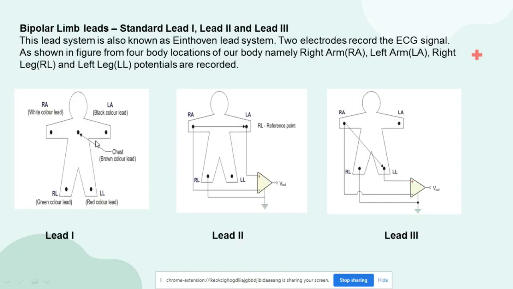For example, I mentioned how lead 1, lead 2 and lead 3 are each connected, and where the electrodes are connected. This bipolar limb lead system has lead 1, lead 2 and lead 3. This is also known as the Einthoven lead system or Einthoven triangle. Using this triangle, we connect two leads to the amplifier, positive and negative, and one lead to the ground, right? Similarly, for lead 1, the diagram is missing here, but I will explain. Left arm is connected to the positive, right arm connected to the negative, and left leg connected to the ground.